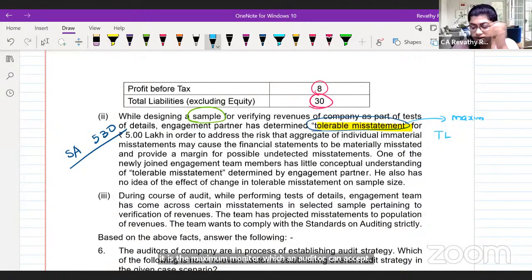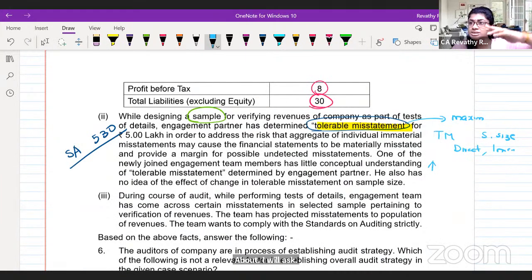Tolerable misstatement and sample size, is it directly related or inverse? I will ask, more I can tolerate, less sample size or more sample size? Even if this much error comes, it's fine. So sample size will reduce. So there is a what relationship? There is an inverse relationship. It's inverse. Okay. Where did I leave? Your flow gone, guys. Every 5 lakh in order to assess the aggregate of immaterial misstatements.